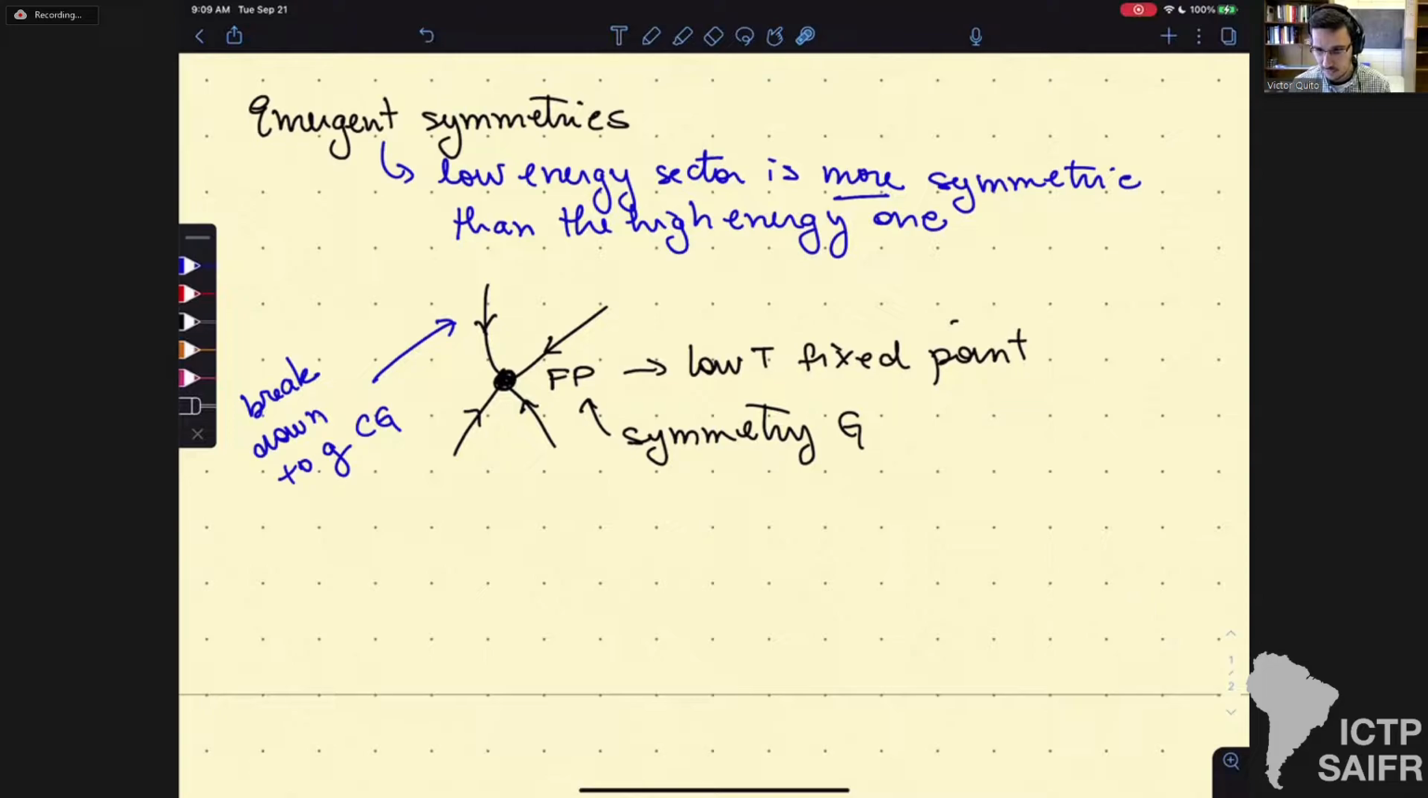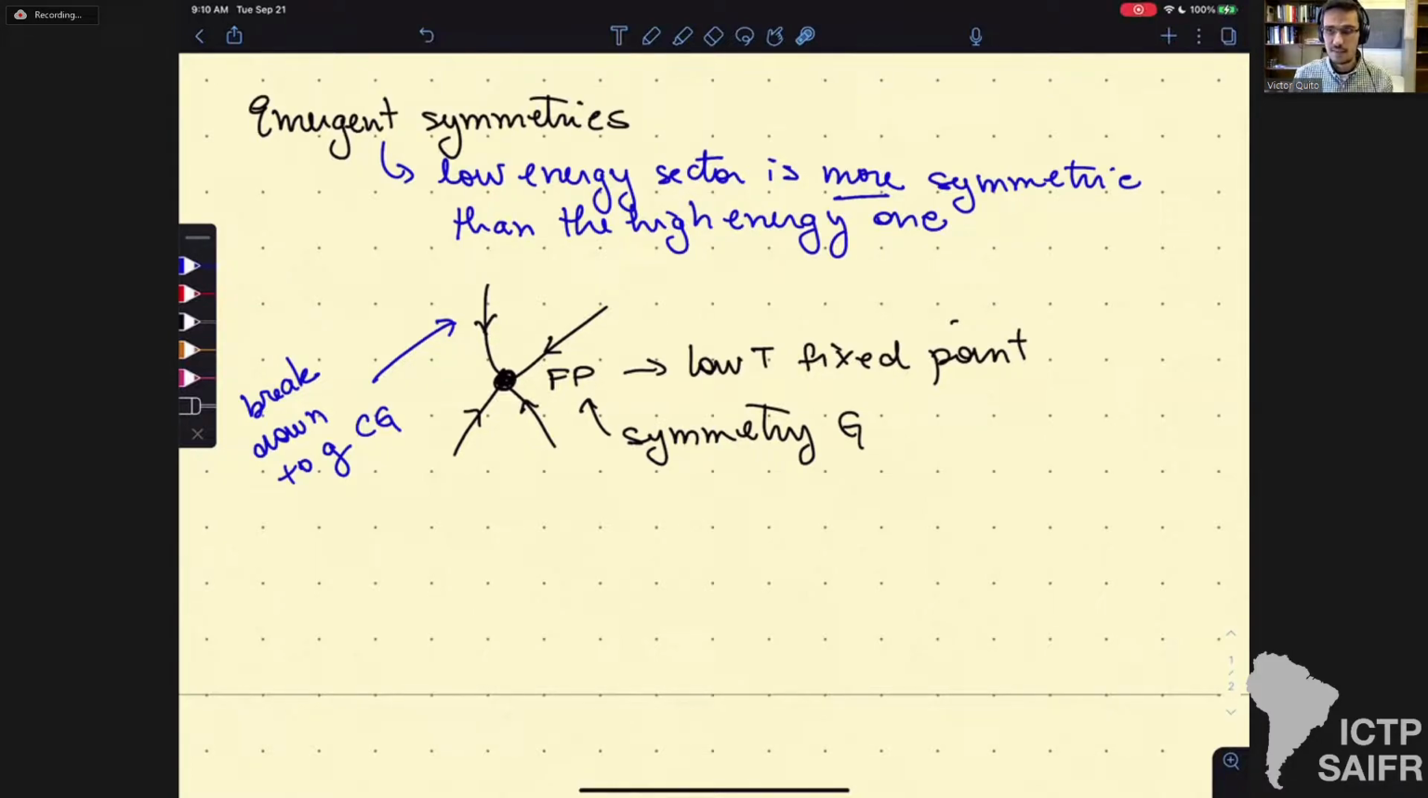So order by disorder is when you have a system and then you have a manifold of ground states that are completely degenerate. And then by bringing quantum fluctuations, you have some type of order. But this type of order that you end up having doesn't necessarily have more symmetries than the original bare Hamiltonian that you had. Doesn't necessarily have to be more symmetric than the original Hamiltonian.